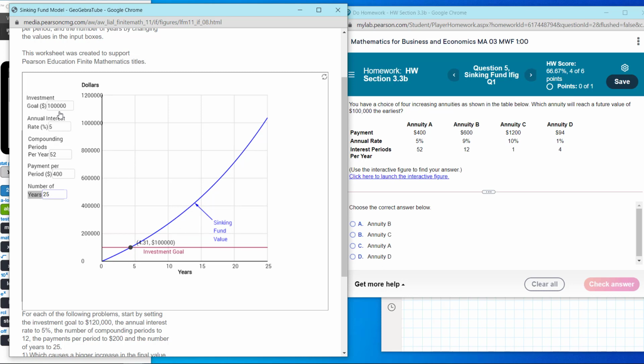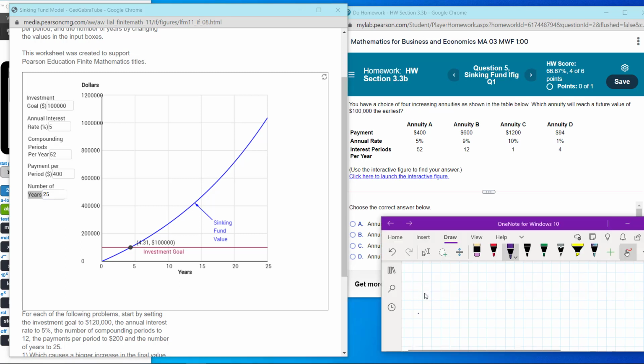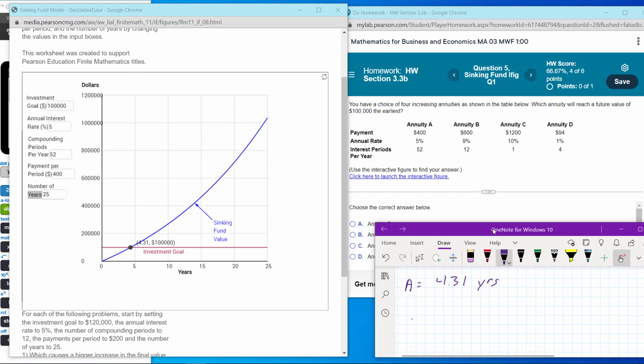And notice that once we have all this in, 100,000, 52, and 400, we will reach our investment goal in 4.31 years. So let's make a note that annuity A will reach its goal in 4.31 years. Okay, now let's do the exact same thing for B, C, and D.